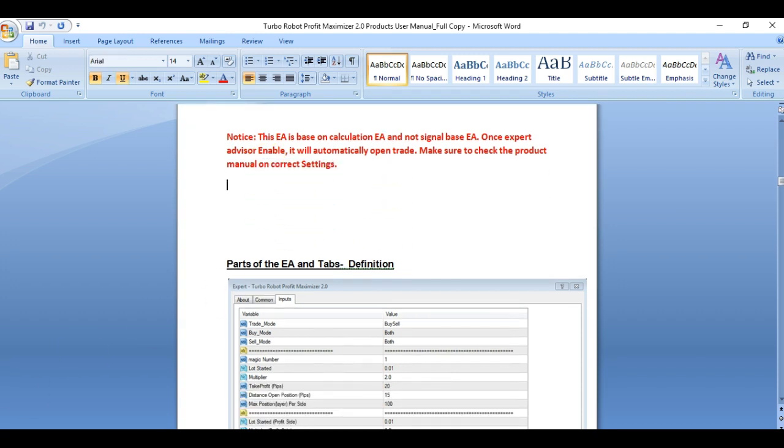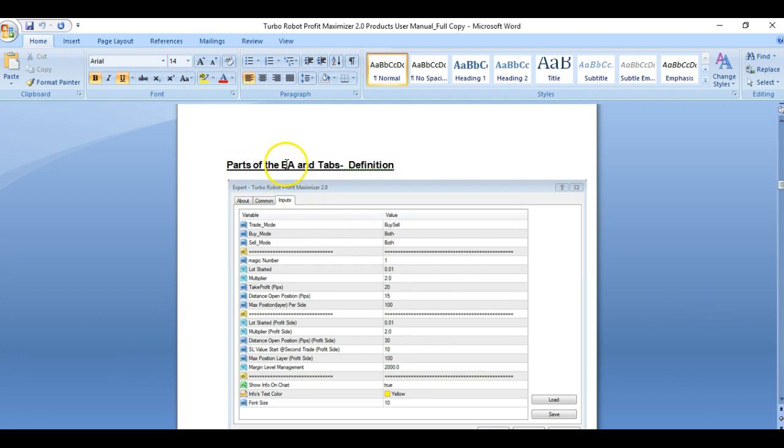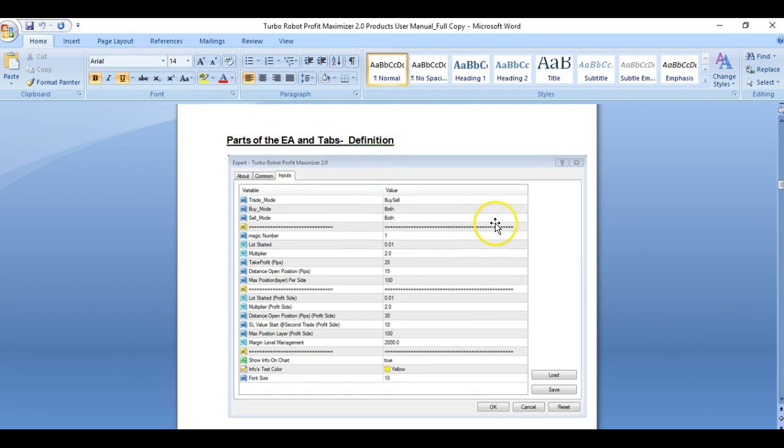Alright, here are the parts of the EA and tabs definition. So in your inputs tab, you have two columns over here. First is a variable, this portion, and you have a value over here. So this portion will be your settings, and these are our available parameters. Alright, so first is your trade mode. You can select here either buy and sell, or sell only, or buy only.